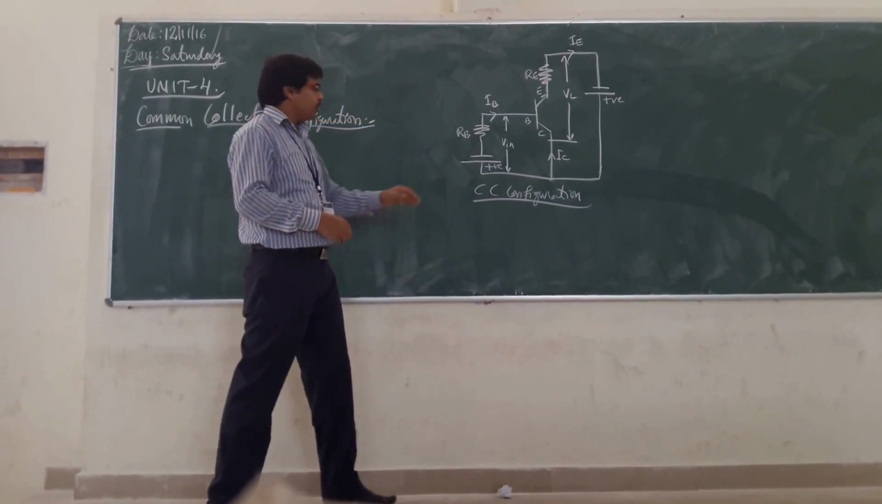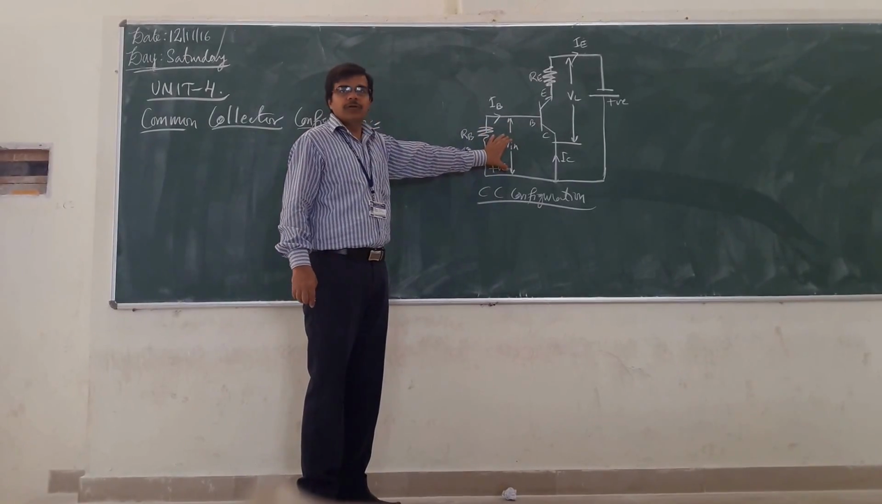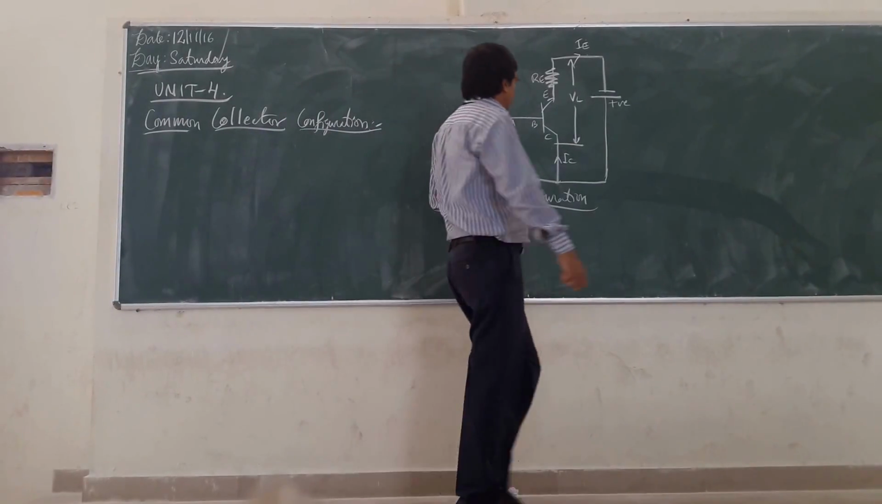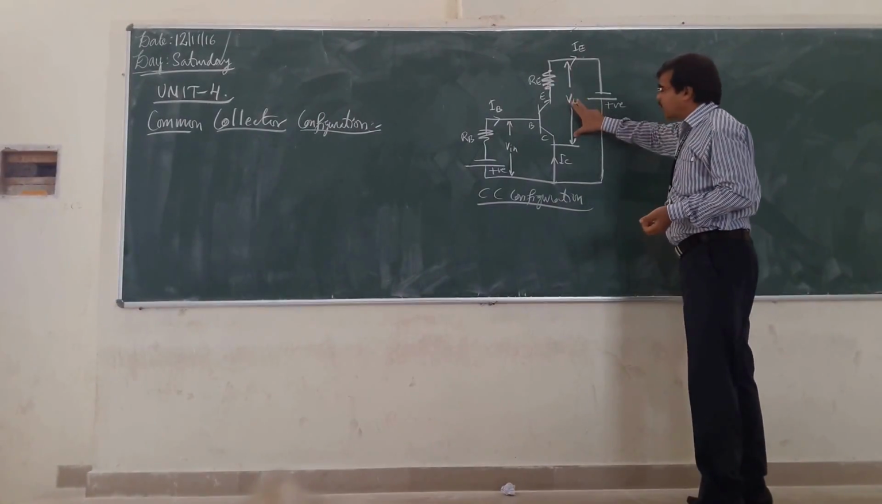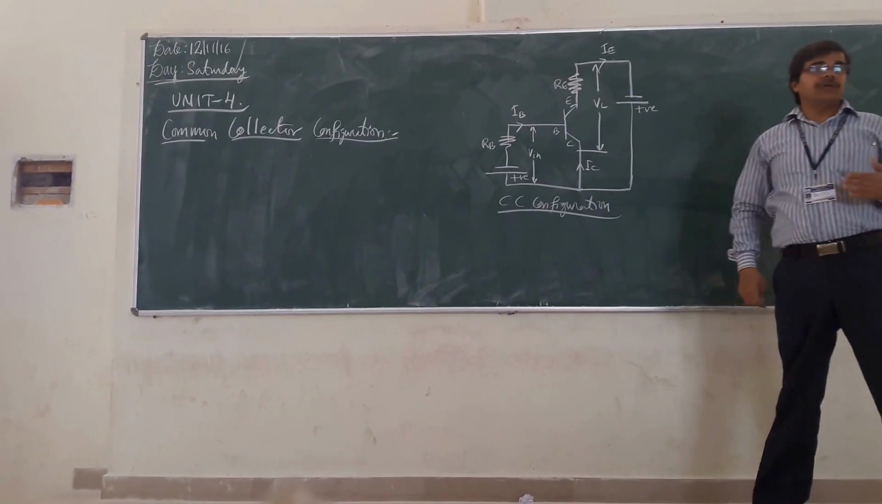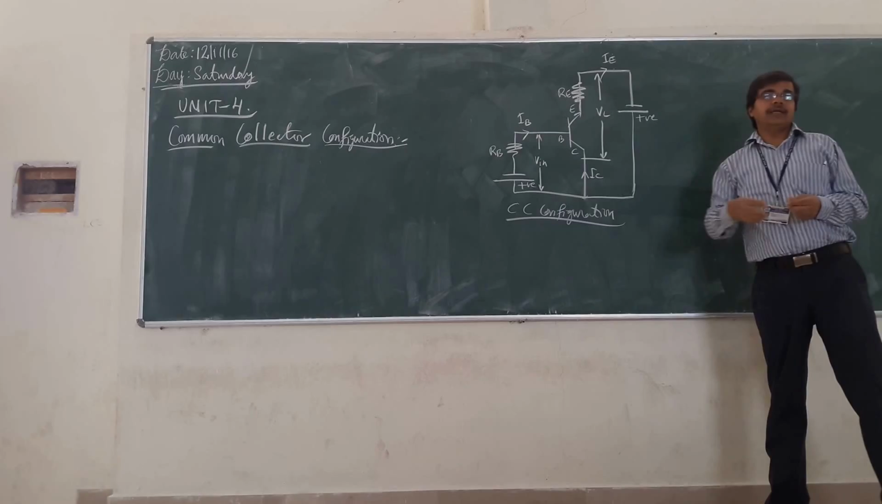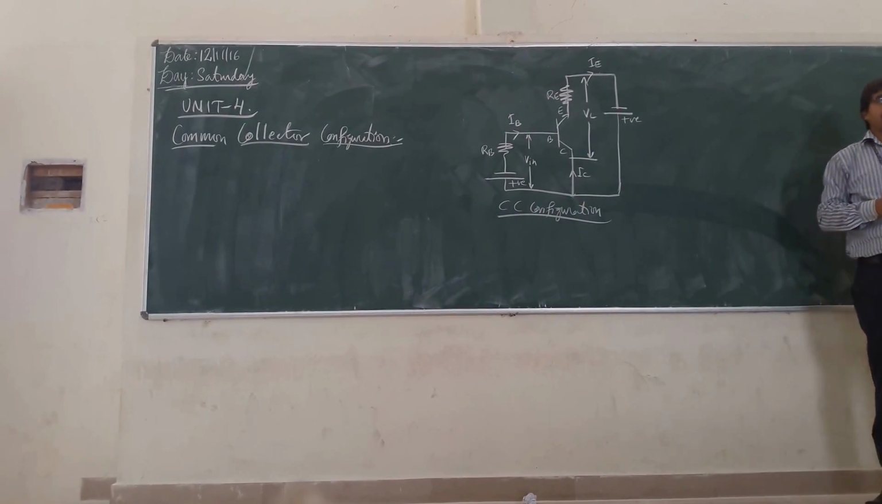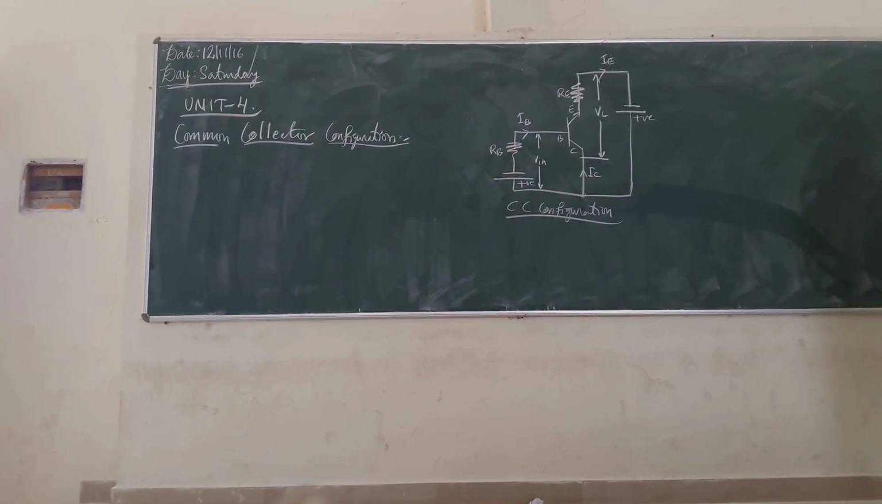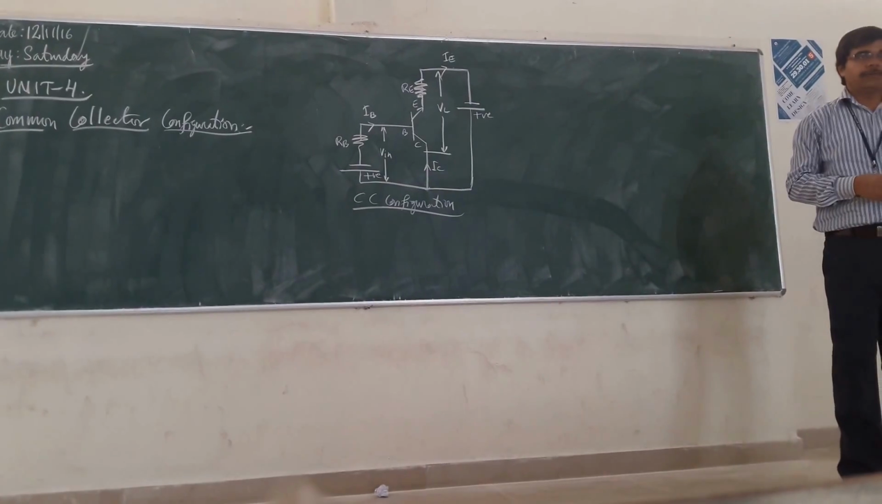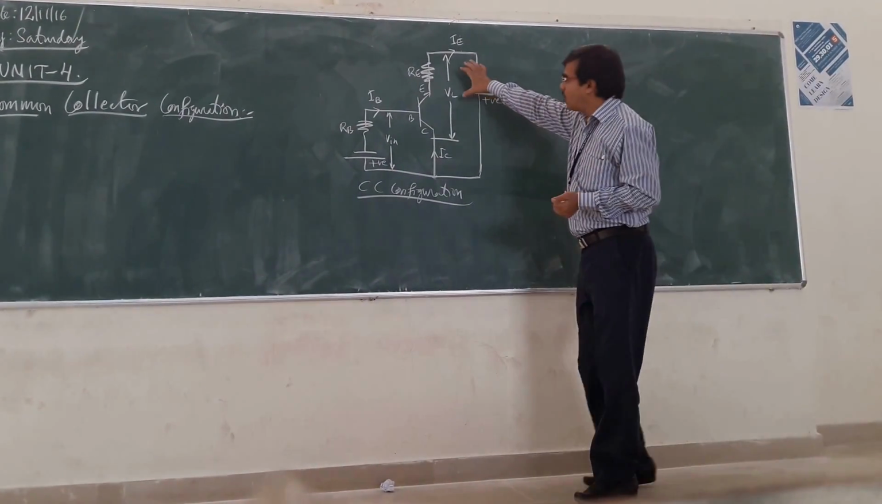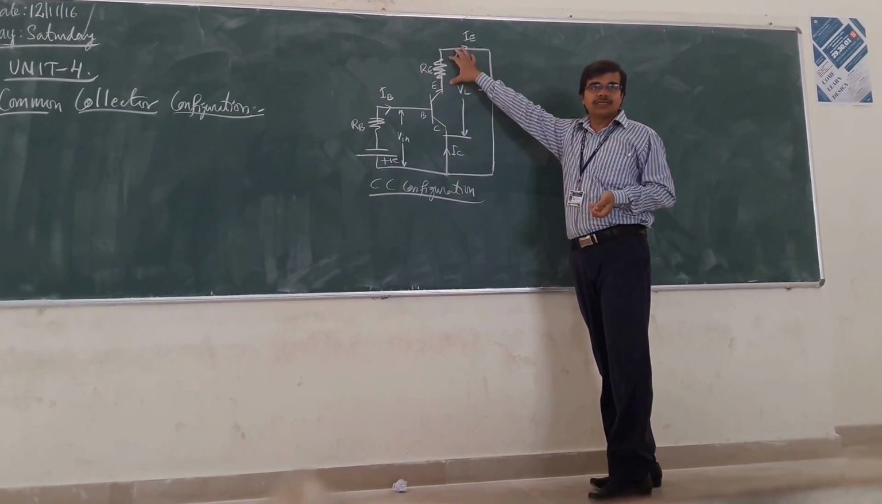Here we are having the V input. This is the input and we are taking the output across this emitter. As we are taking the output from the emitter resistance, this common collector configuration is also known as your emitter follower.